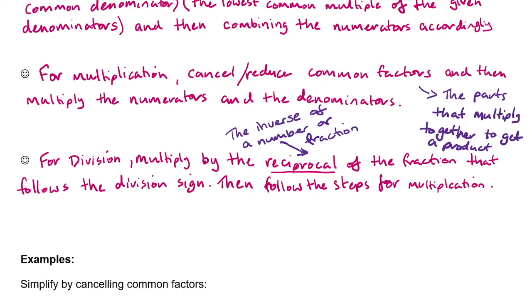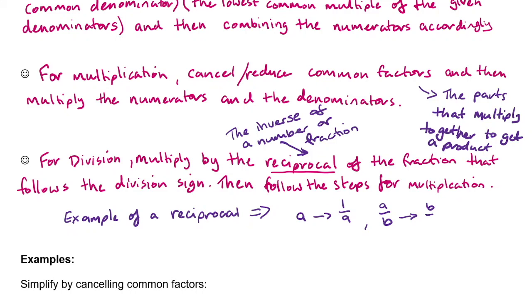So if I want an example of a reciprocal, if I have A, the reciprocal is 1 over A. If I have A over B, my reciprocal is B over A. So we're just flipping it, right? We're inverting it. We're getting the inverse. We're turning it upside down.